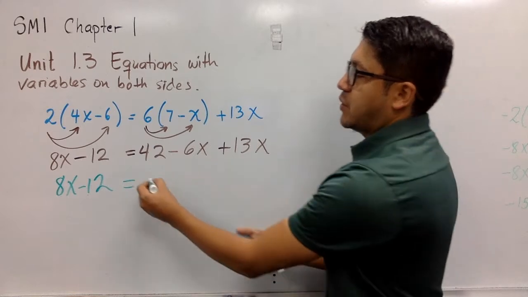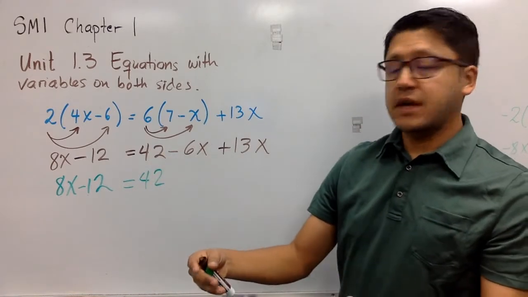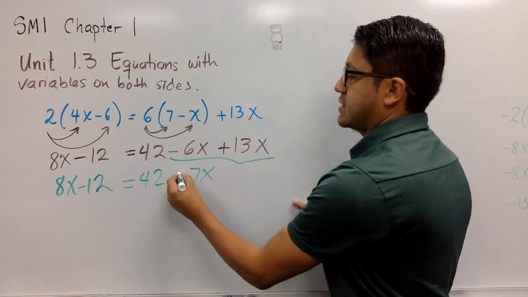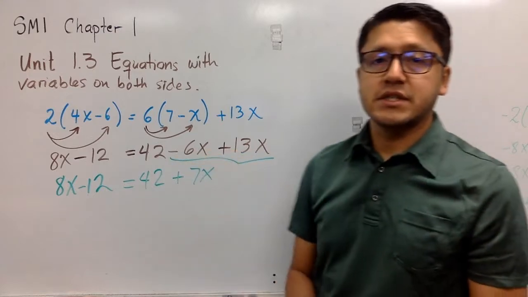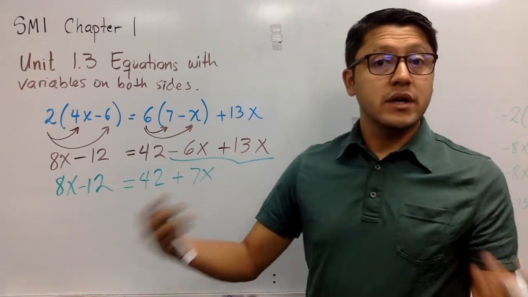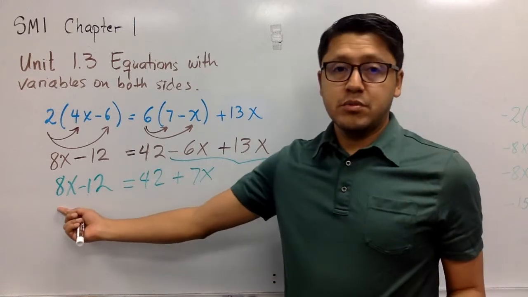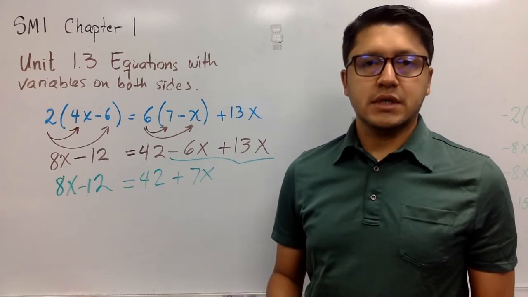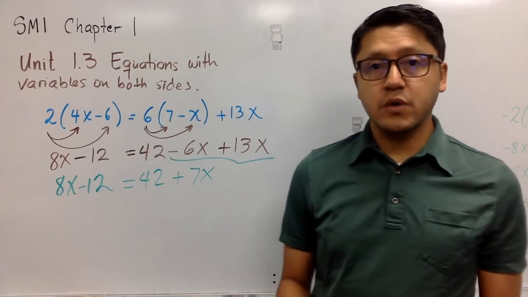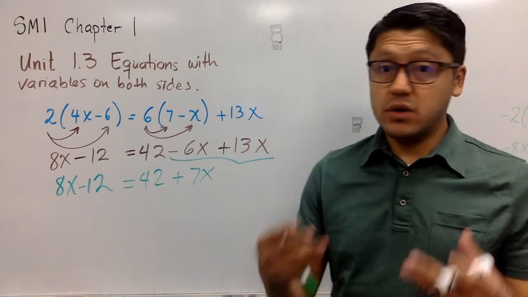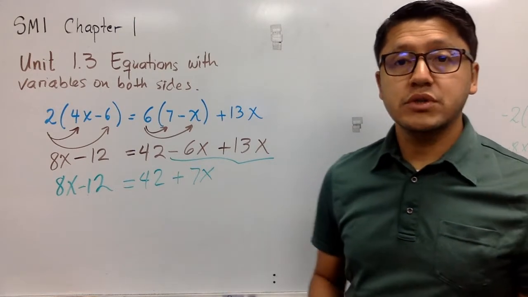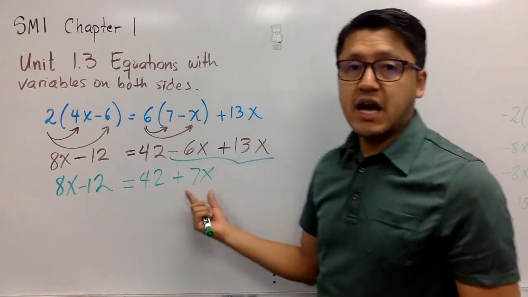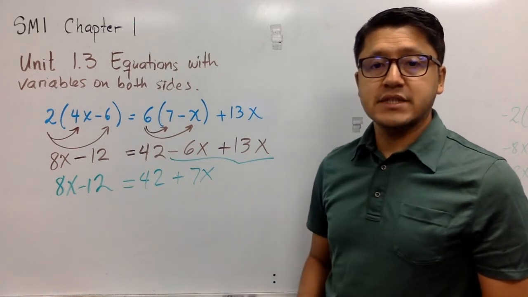But now let's continue. This 42 is by itself and cannot be combined with anything else, but these two can be combined, forming a positive 7x. So 13x minus 6x. Now, this is a case we've practiced before, where we have a variable on both sides and we just eliminate one of them. I tend to eliminate the one with the lowest coefficient. That's what I like to do. You can follow that or do it however you want, as long as it's consistent with the properties of equalities. I have 8x here and I have 7x here. So I'm going to eliminate this positive 7x.